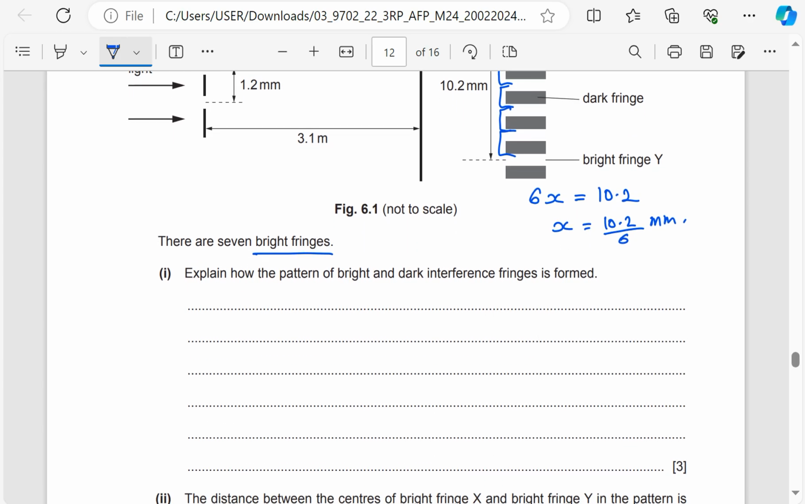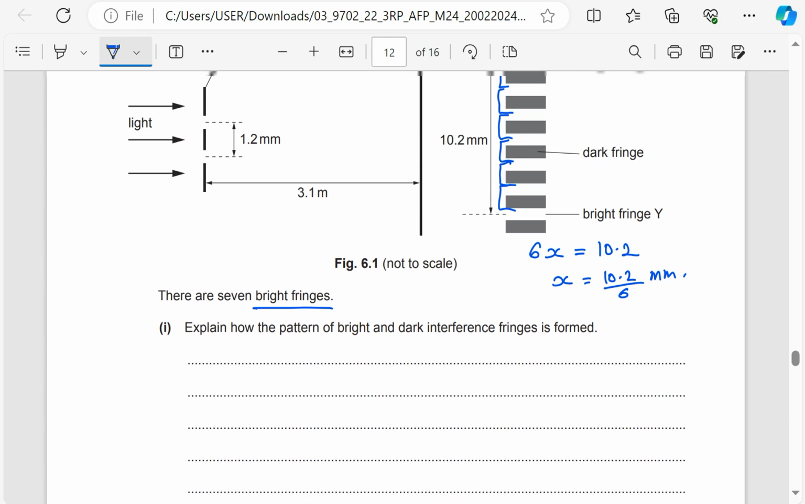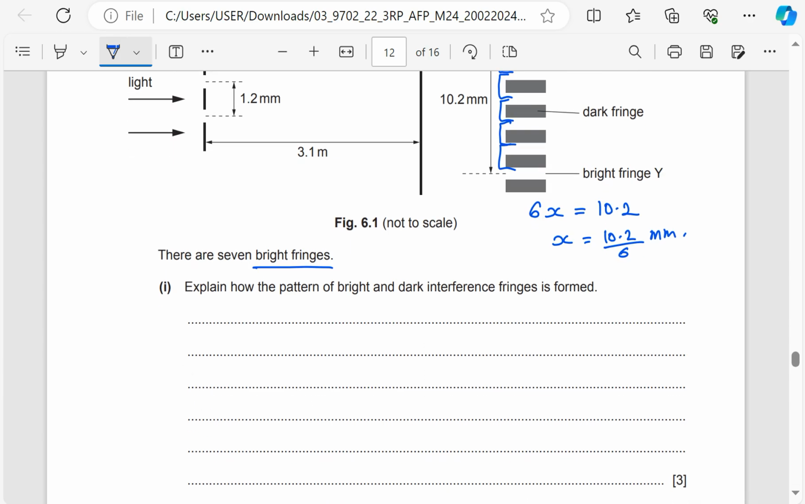Okay. Explain how the pattern of bright and dark interference fringes are formed. Of course, we are explaining how interference fringes are formed on the screen. So first of all, light waves must undergo diffraction from the slits. They should meet at the screen. When they meet, either constructive interference occurs when the path difference is 0, or destructive interference will occur when the phase difference is 180 degrees. When the path difference is a wavelength, the phase difference is 0 degrees. So I'll explain in terms of phase difference.